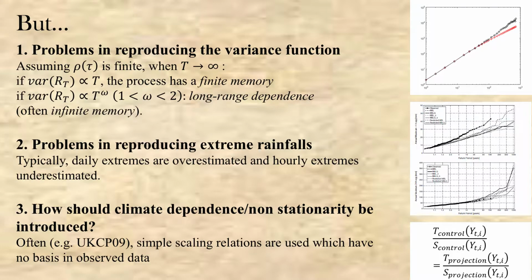Problems in reproducing extremes have been mentioned by Richard, typically underestimation at the hourly time scale. You see the data as the thick line, but also overestimation at the daily time scales, not quite getting it right. And then climate dependence, well, Richard mentioned UKCP09, which is a single site generator that's available, you can access. It uses, and this is not a strong criticism, I've used it myself, very simple scaling relationships that are supposed to hold in the future, but really have absolutely no basis in anything physical. So I think these are problems that need to be addressed.